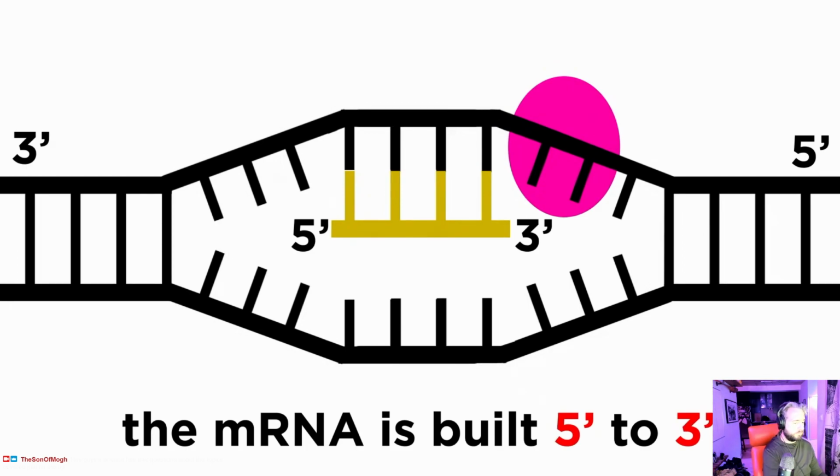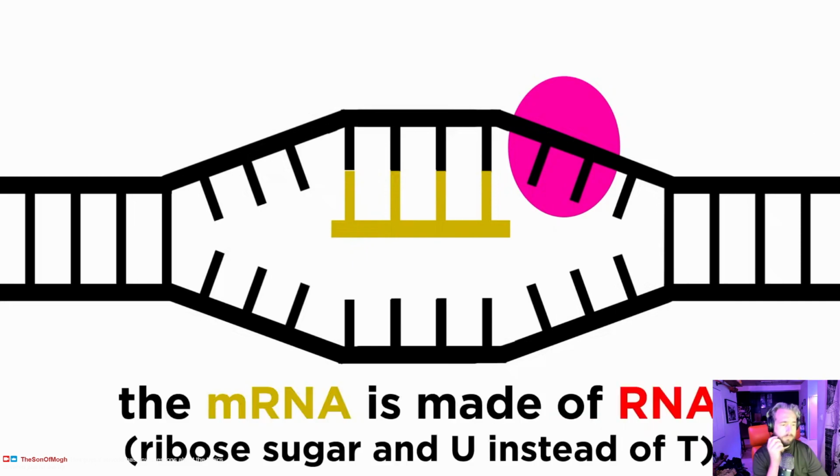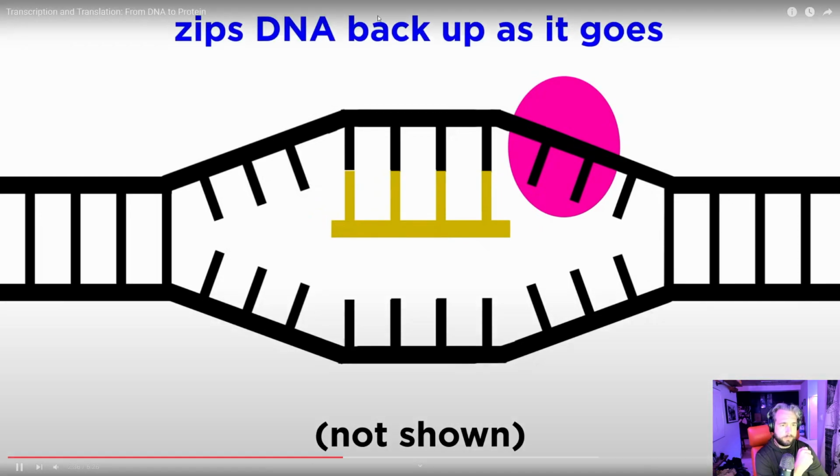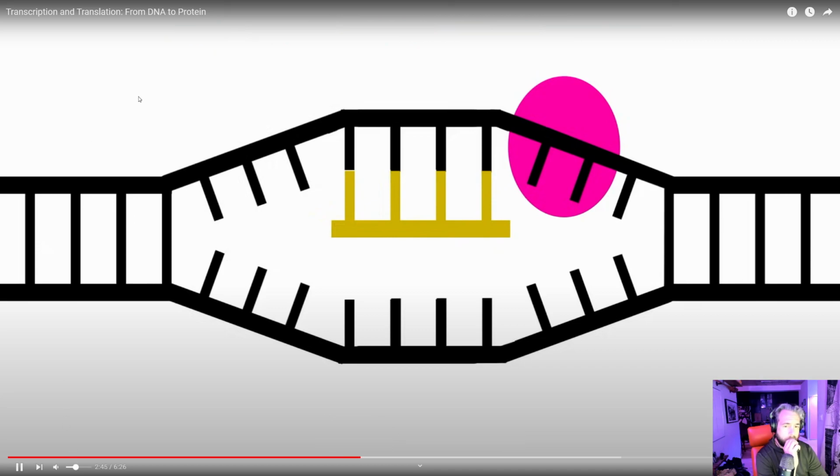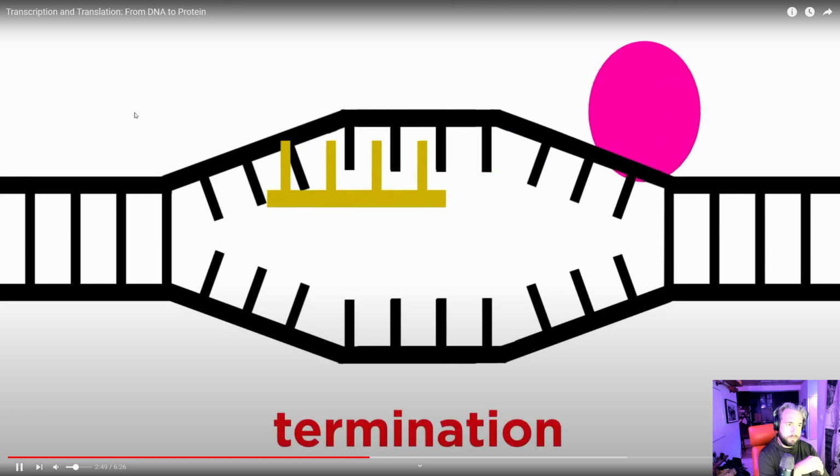The main difference here is that RNA is being synthesized, which, as we recall, will be ribose rather than deoxyribose, and it will have uracil instead of thymine. Unlike replication, RNA polymerase zips DNA back up as it goes, keeping only 10 to 20 bases exposed at a time. Once RNA polymerase reaches the end of the gene, termination occurs.